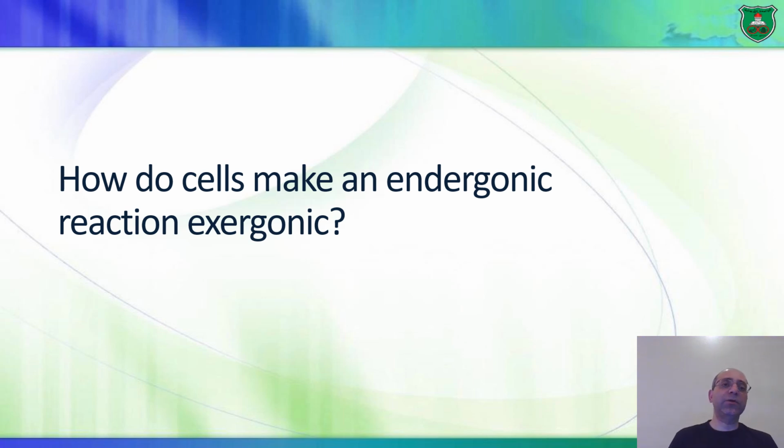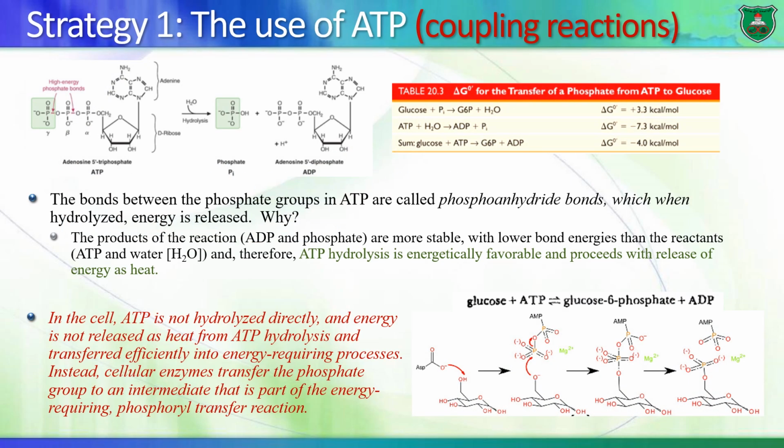Okay, so let's go into the second part of this lecture, and that is, how do cells make an unfavorable endergonic reaction exergonic or favorable? How can cells make a non-spontaneous reaction a spontaneous reaction? Now, the first strategy is using ATP in coupling reactions, or coupling ATP to an unfavorable reaction.